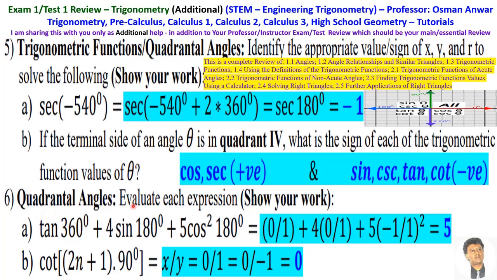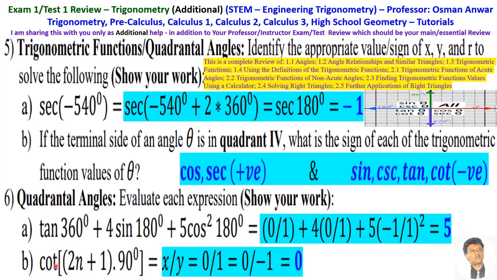Number 6 is quadrantal angle. Evaluate each of the expressions. For A, tan 360 plus 4 sine 180 plus 5 cosine squared 180. Tan 360 is 0 over 1, plus 4 sine of 180 is 0 over 1 again, plus 5 cosine 180. Cosine 180 is minus 1 over 1, squared it is 1, times 5, it is 5. So it is 0 plus 5 equals 5.